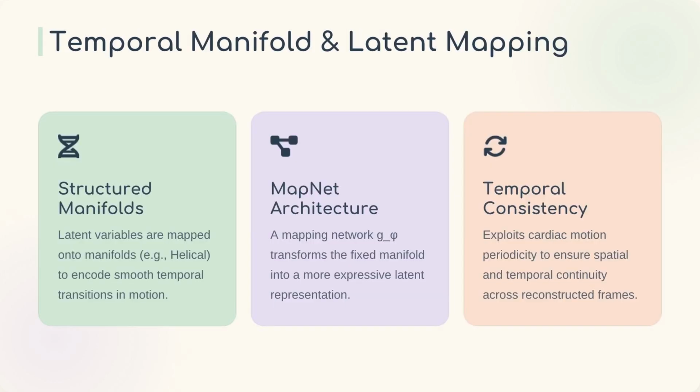Unlike compressed sensing, TD-DIP does not explicitly impose sparsity constraints. Instead, the neural network architecture itself acts as a regularizer. The network receives latent variables as inputs, which are arranged on structured manifolds, such as lines, circles, or helices. The helical manifold performed best because cardiac motion is approximately periodic over time. TD-DIP also introduces a mapping network, or MapNet, which transforms the latent manifold into a more expressive latent space. This helps the model better capture smooth temporal motion between neighboring frames.